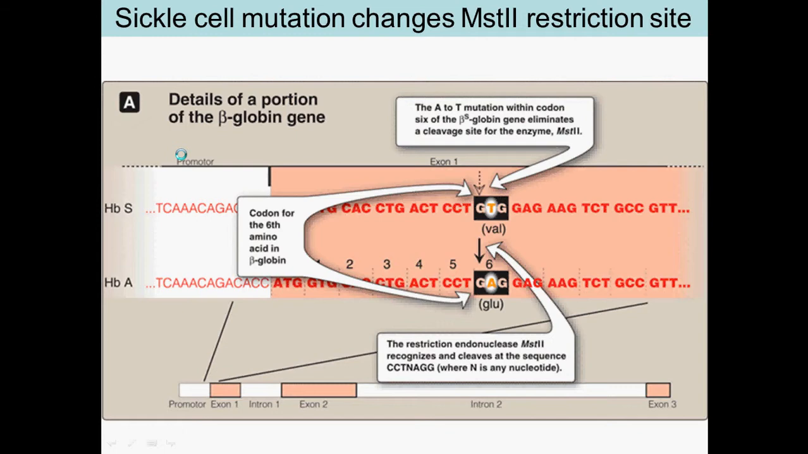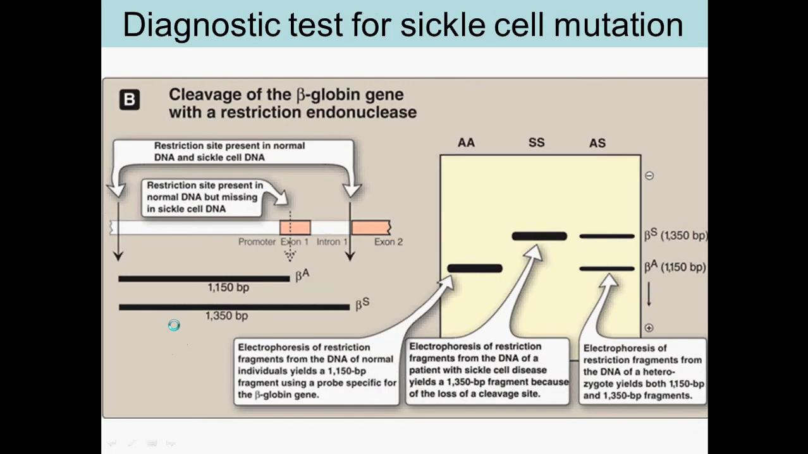And this slide is showing how a mutation can mess up a restriction site for an endonuclease. So in the sickle cell mutation, you have a T replaced with an A, and then the restriction enzyme cannot find the site and can't cut it. So in the normal beta globin gene, you have three cuts here, here, and here. But in the sickle cell mutation, this cut does not take place.